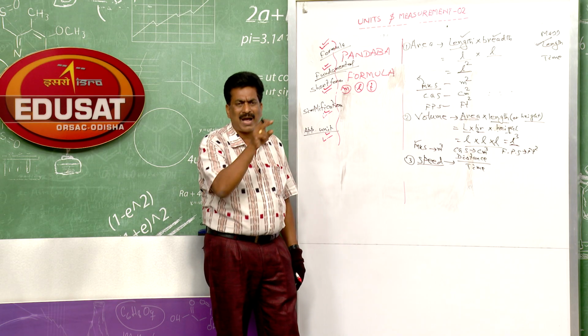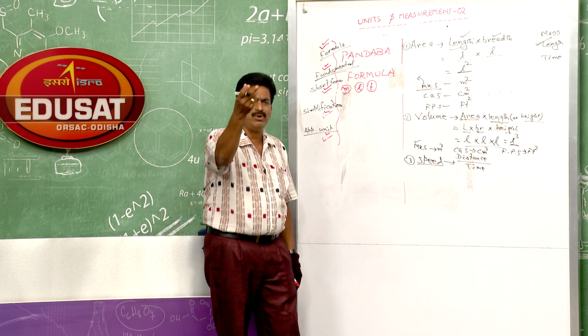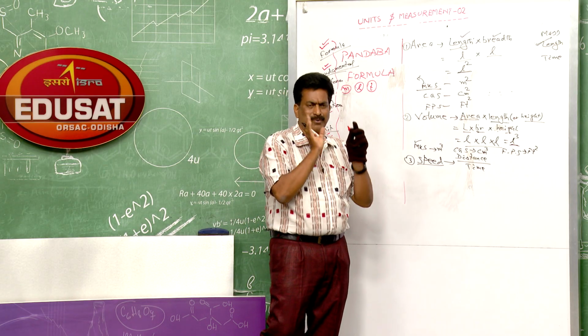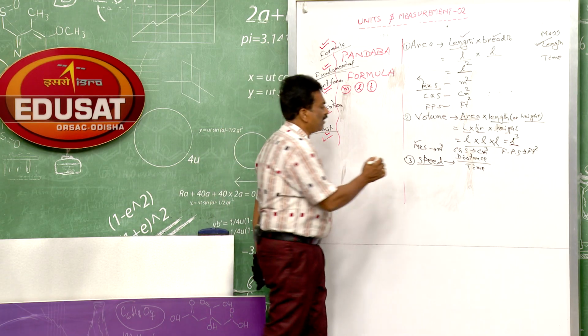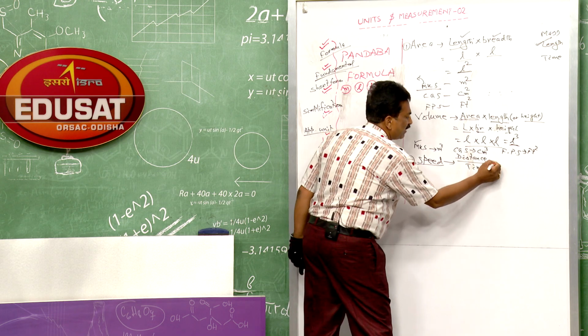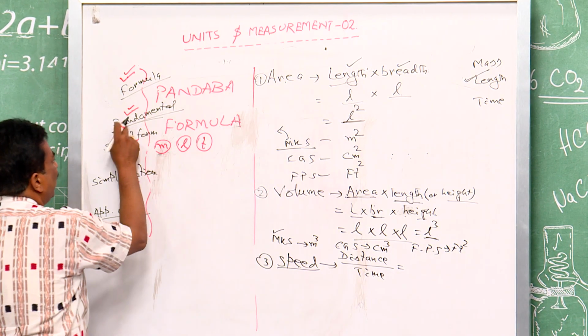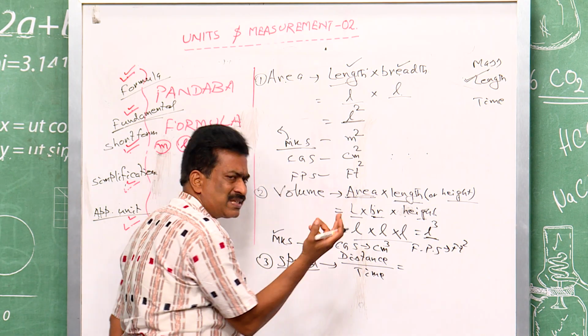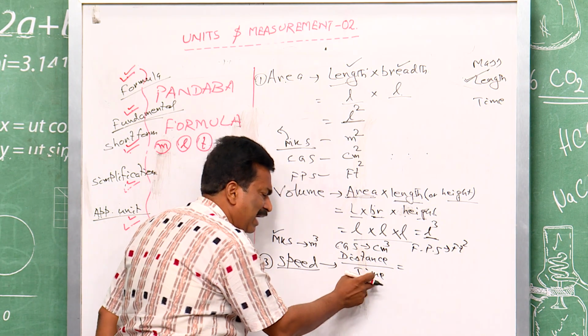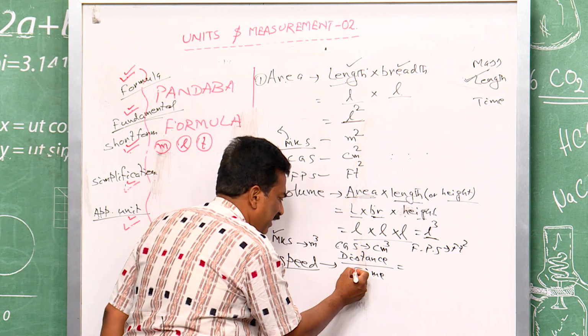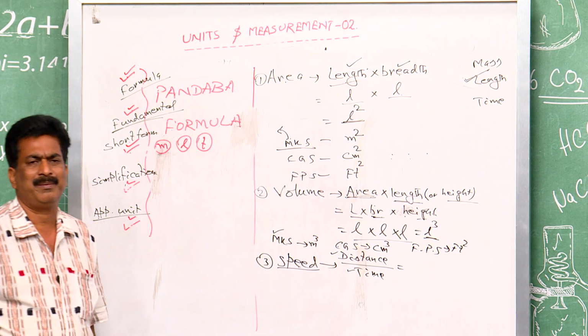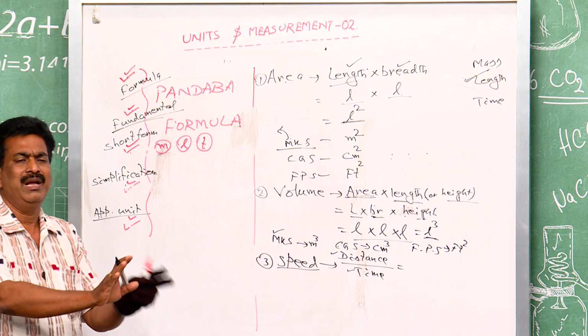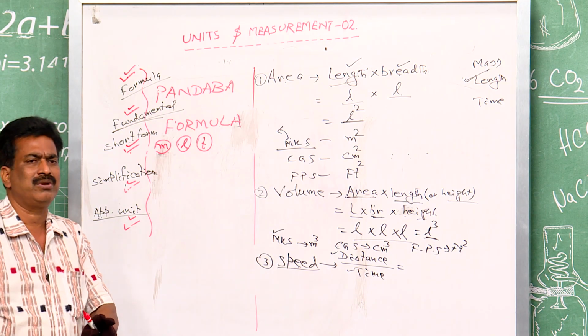Suppose in that sutra I left one line, then what will be its pronouncement, you know very well. Therefore, the speed is the distance by the time. The first one is the formula. Second, you have to put it to the fundamental. The distance is a length, it is a fundamental. Time is a fundamental. They are already in the fundamental, so it is not required to convert it to the fundamental.